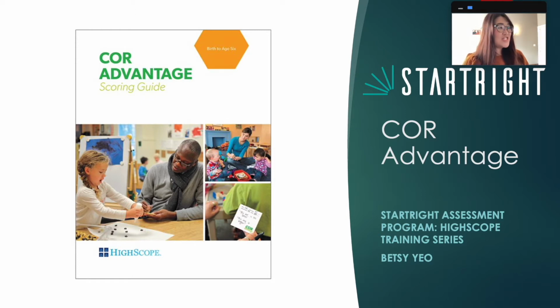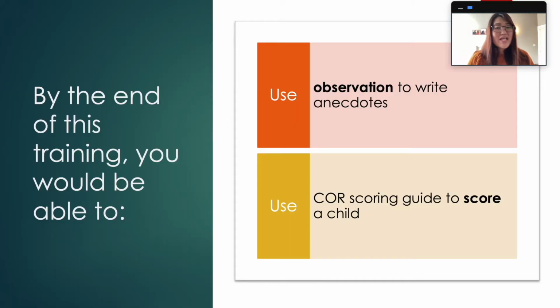COR Advantage. By the end of the training, you should be able to use observation methods to write anecdotes. You guys will know how to write anecdotes after this. And then you'll be able to score your child according to the anecdotes that you have written. So the whole purpose of this training is really to teach you how to write and teach you how to score your anecdotes.